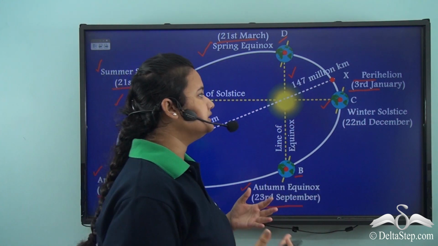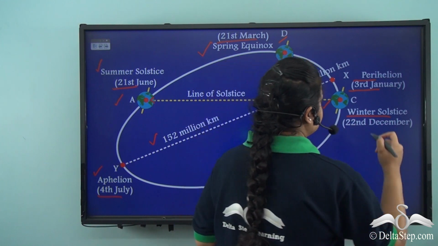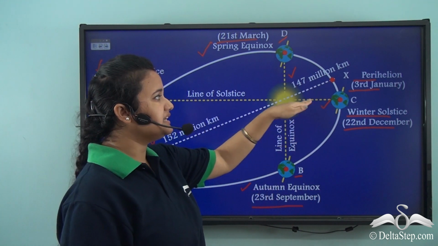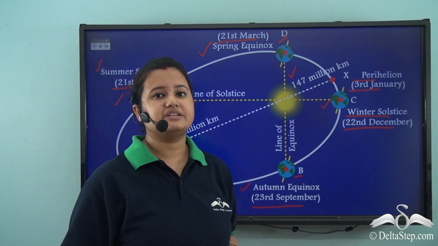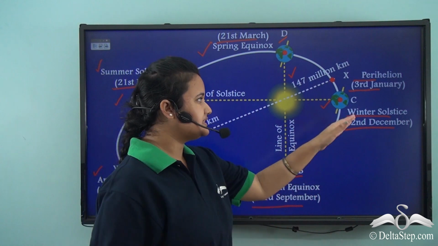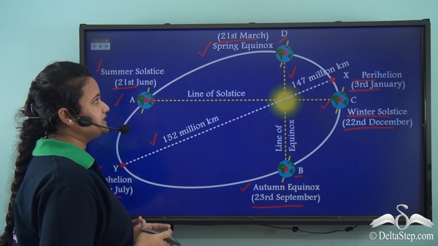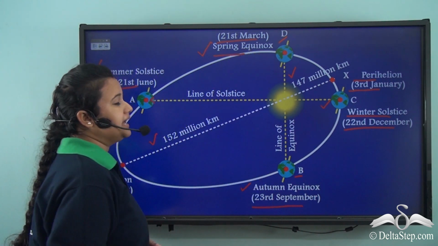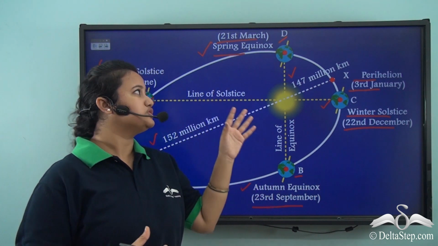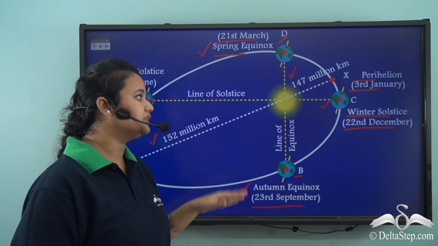At position C, the earth experiences winter solstice, and this moment occurs on 22nd December. On winter solstice, as we can see, the southern hemisphere is tilted towards the sun and the sun rays are vertical over the Tropic of Capricorn. Now from position C, the earth moves to position D. At position D, the earth experiences spring equinox, and this event takes place on 21st March. And again on spring equinox, a tilted earth faces the sun and the sun rays are vertical over the equator.